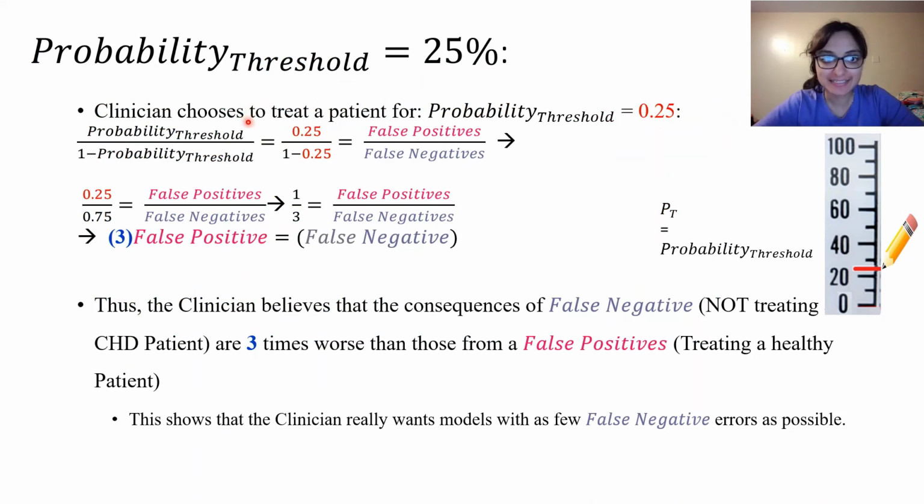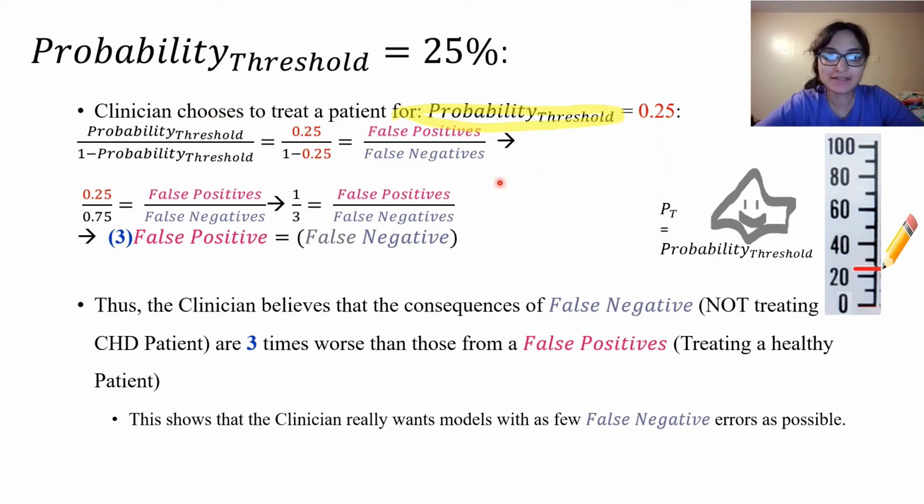So let's say that a clinician chooses to treat a patient who has a predicted probability of CHD, coronary heart disease, that is 25% or above. That is, the clinician has a probability threshold of 0.25. So on the scale here of probability thresholds between 0% and 100%, this is the clinician's probability threshold, 25%. So this is where the clinician is at.